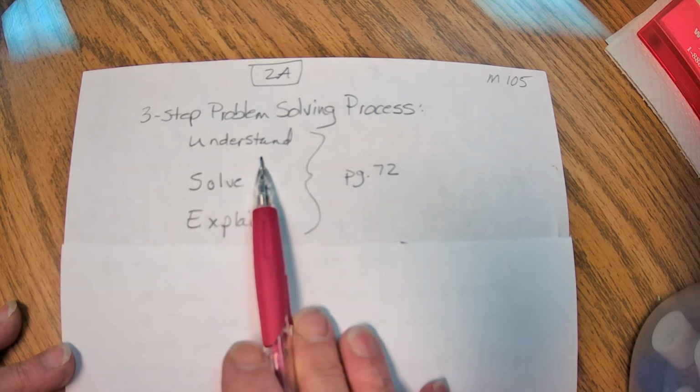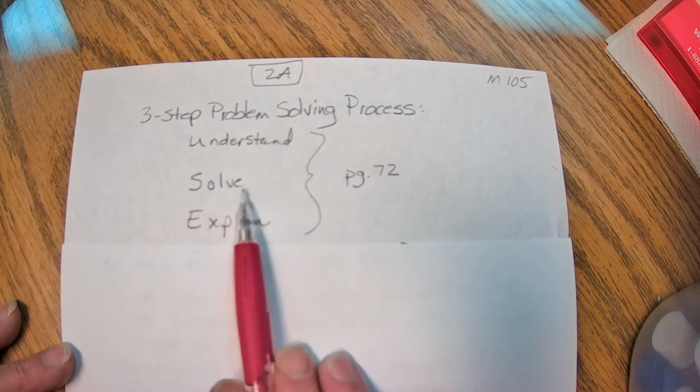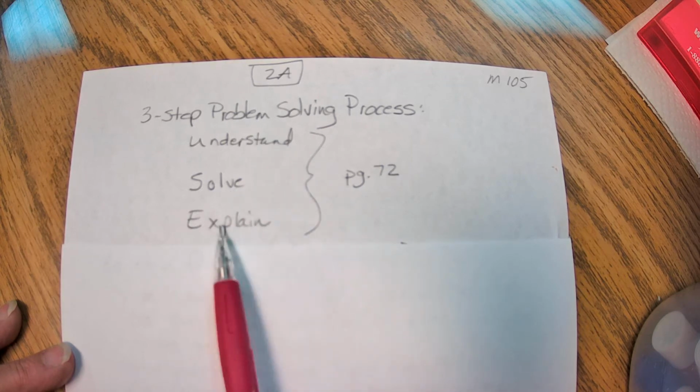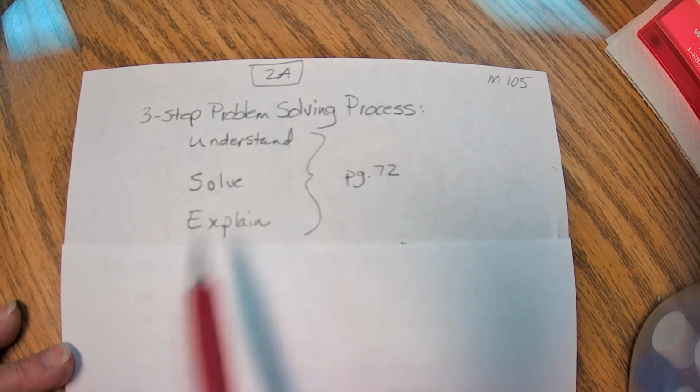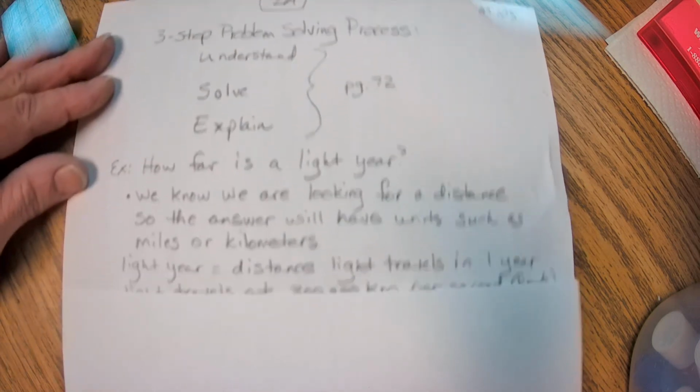So obviously you need to understand, first of all, what information the problem is giving you, what it's asking for, and understanding how to go about solving it. So then you solve, and then what I would consider one of the most important steps is being able to explain your solution, why you did what you did. So let's just jump into an example.